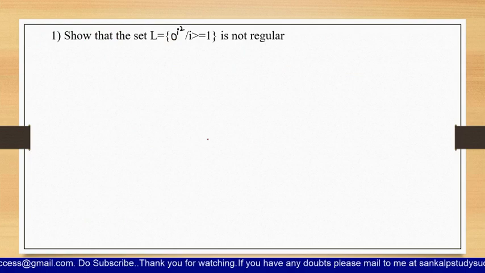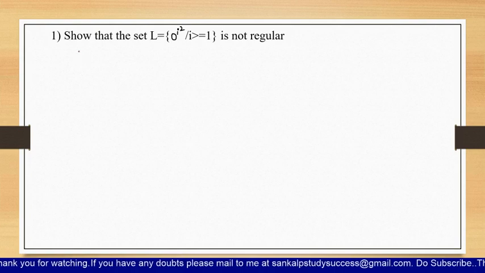Coming to the first question, we need to show that the set L equals 0 power I square, where I is greater than or equal to 1, is not regular. So we are going to show that the given language is not regular.